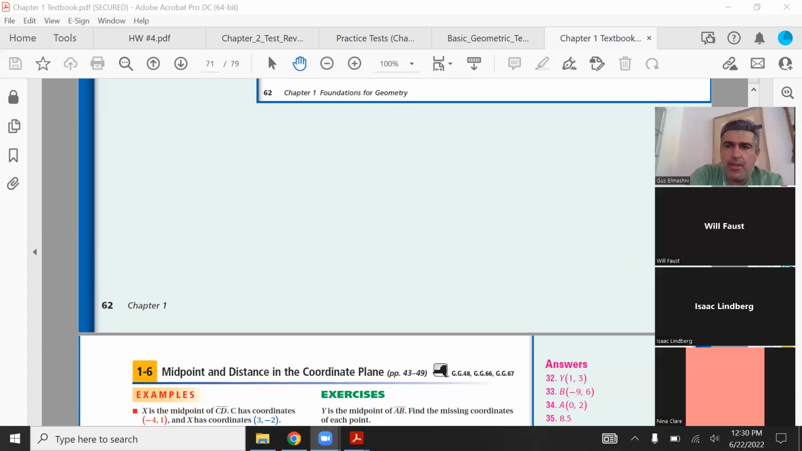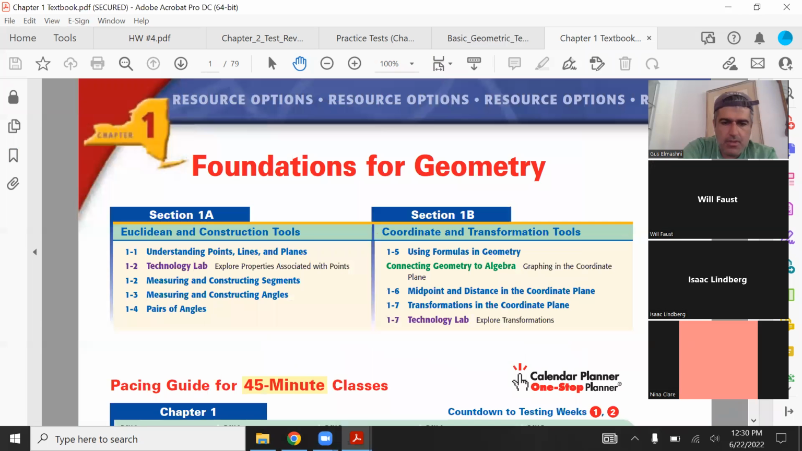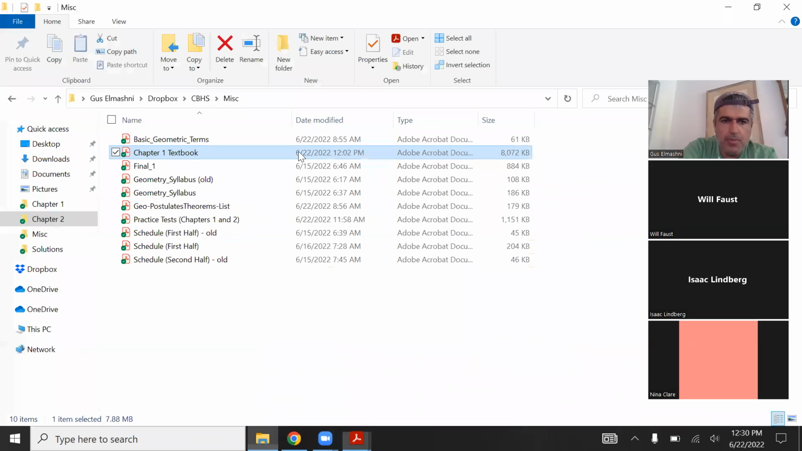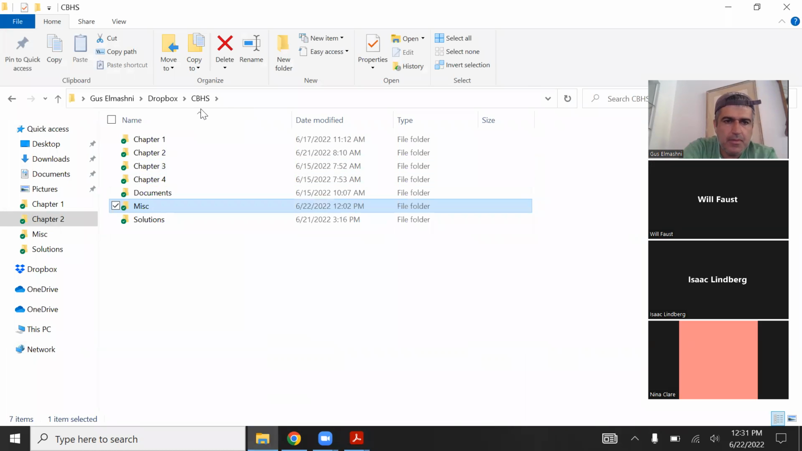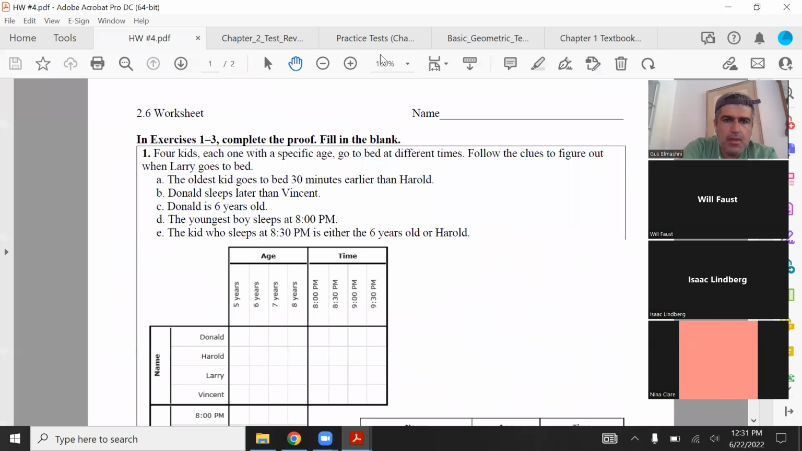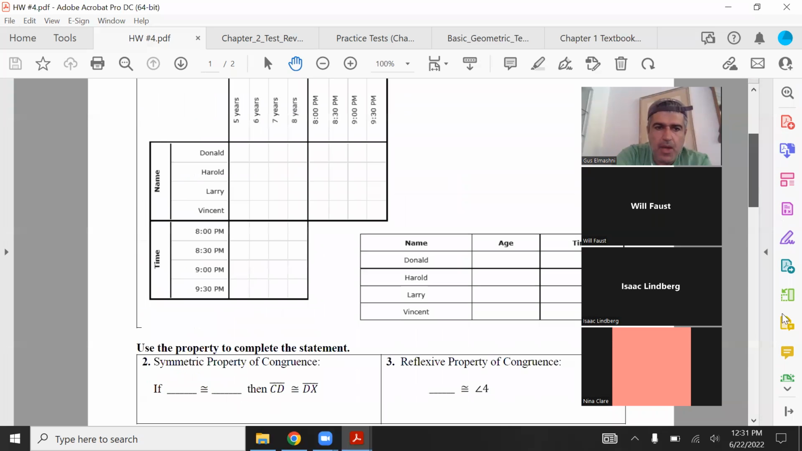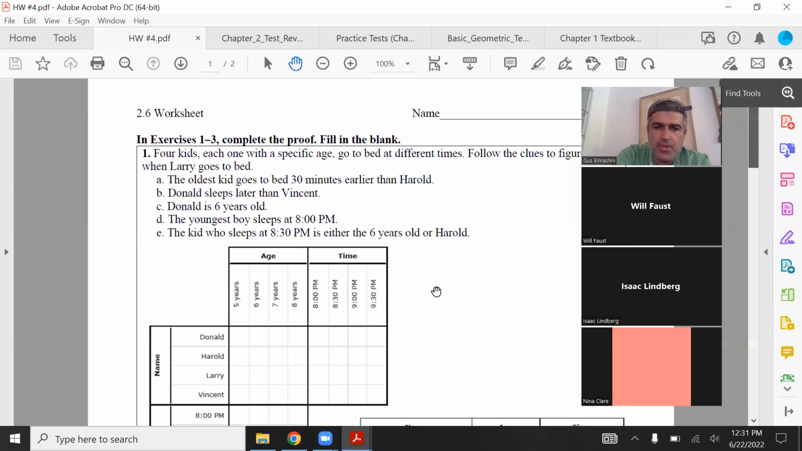So anyway, let's now move on to homework number 4 and see if you have any questions about it. Okay. All the answers are no. This set only has evens. So let me do the odds. That's interesting. So I'll do the odds here.